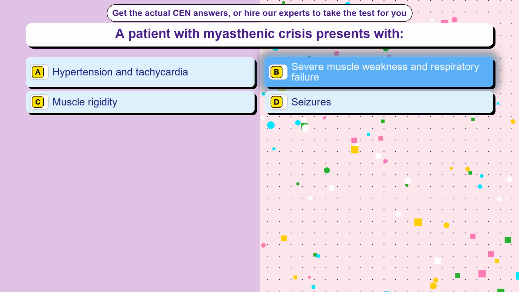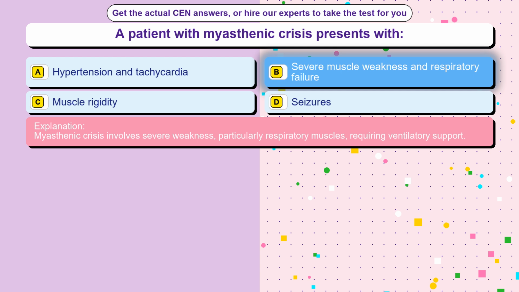The correct answer is option B, severe muscle weakness and respiratory failure. Myasthenic crisis involves severe weakness, particularly respiratory muscles, requiring ventilatory support.